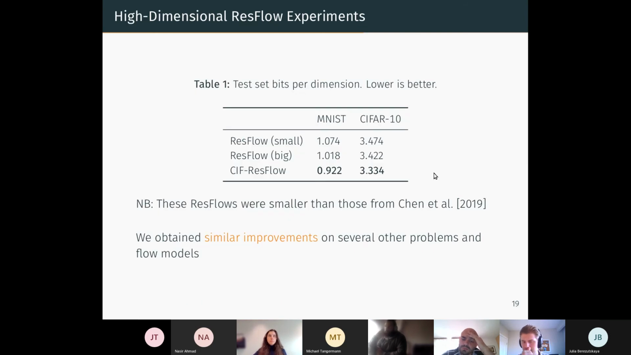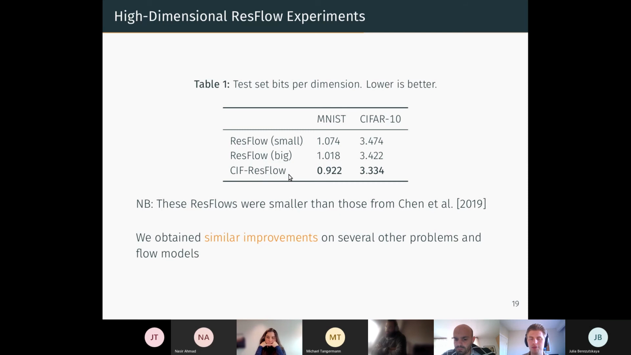Then we have some image data set results for the classic density estimation problems. I don't want to focus on this too much, but the point to note is that the CIF res flow construction is the same as the small res flow. So we add some CIF stuff on top of a small res flow and get large improvements. And then when we increase the capacity of the res flow, this one does better than the small variant, but still not as good as the CIF version.